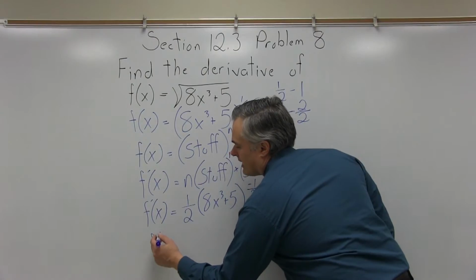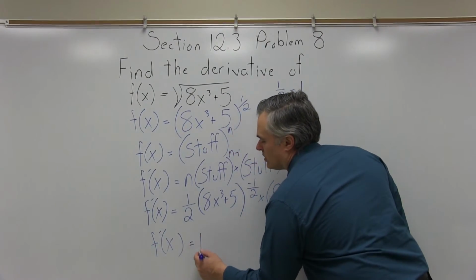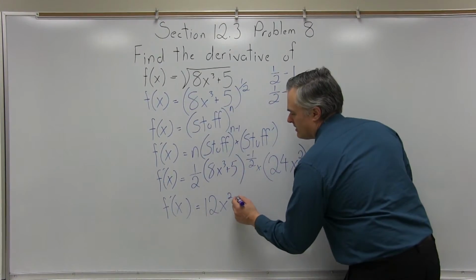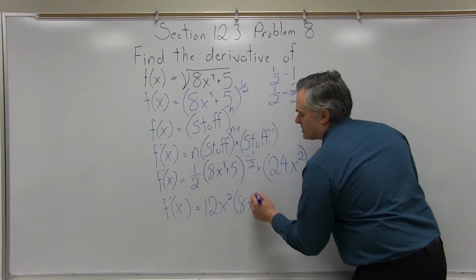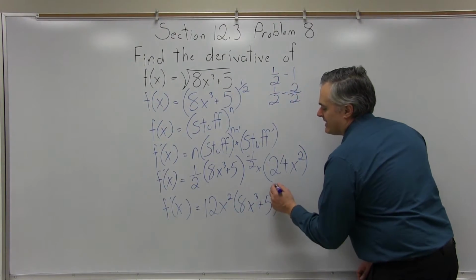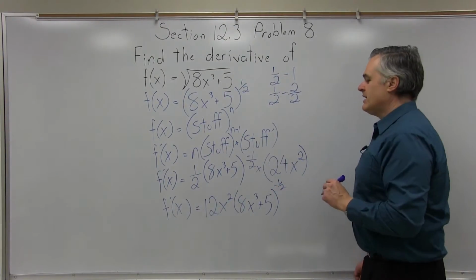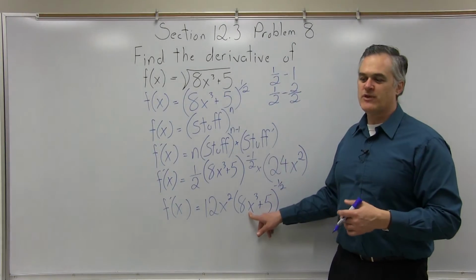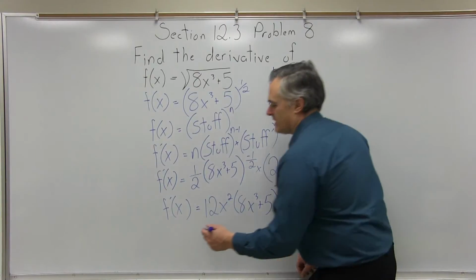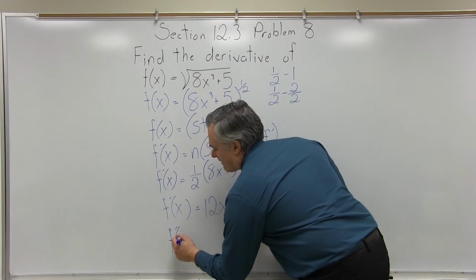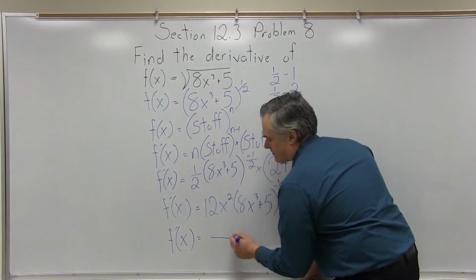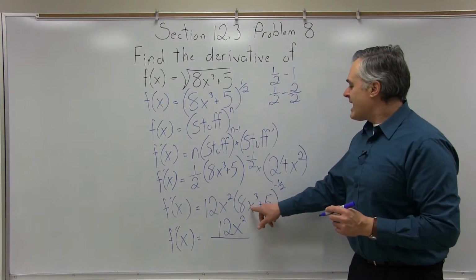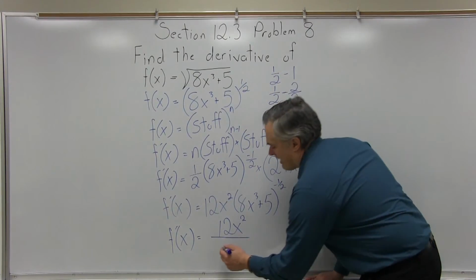So f prime of x equals 12x squared. And now this is going to be times 8x to the third plus 5 to the negative 1/2. Now, if you like, because it has a negative exponent, which isn't that sensible when you want to start plugging in actual values for x, you can put that back down in the denominator. And you can have f prime of x equals, set up a fraction, 12x to the second in the top, 8x to the third plus 5 to the positive 1/2 underneath.